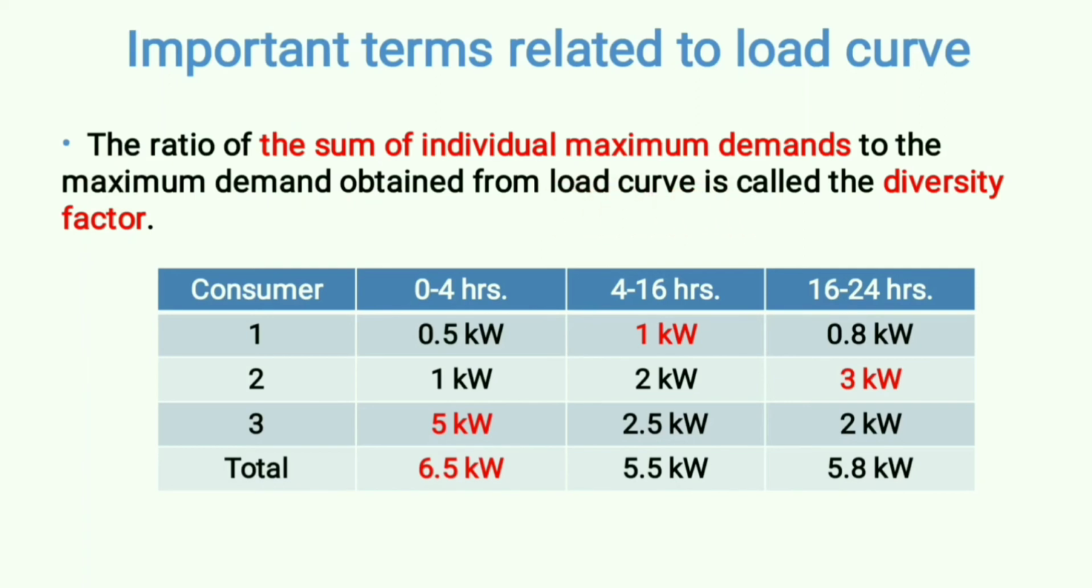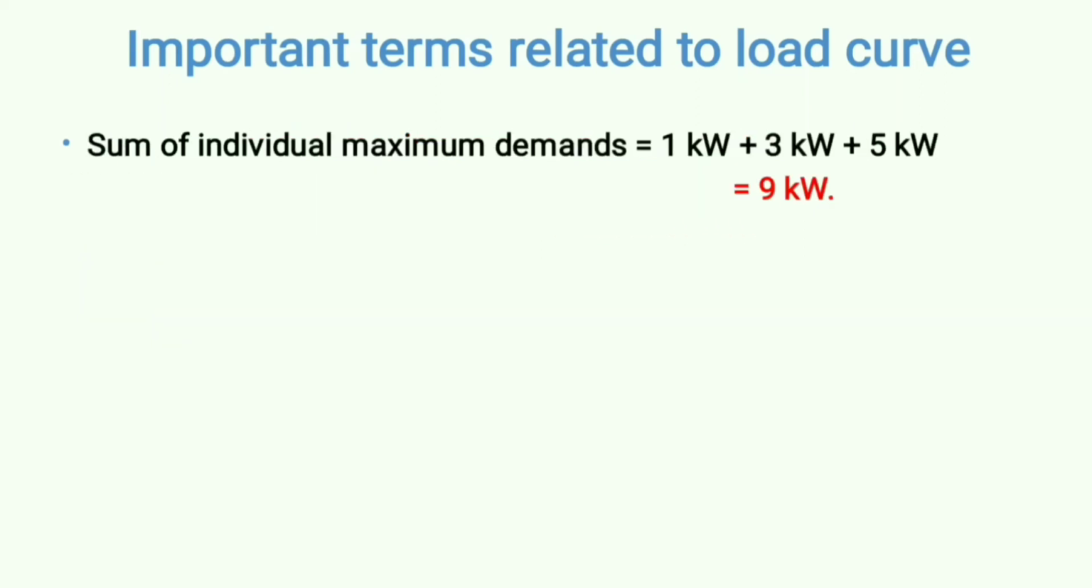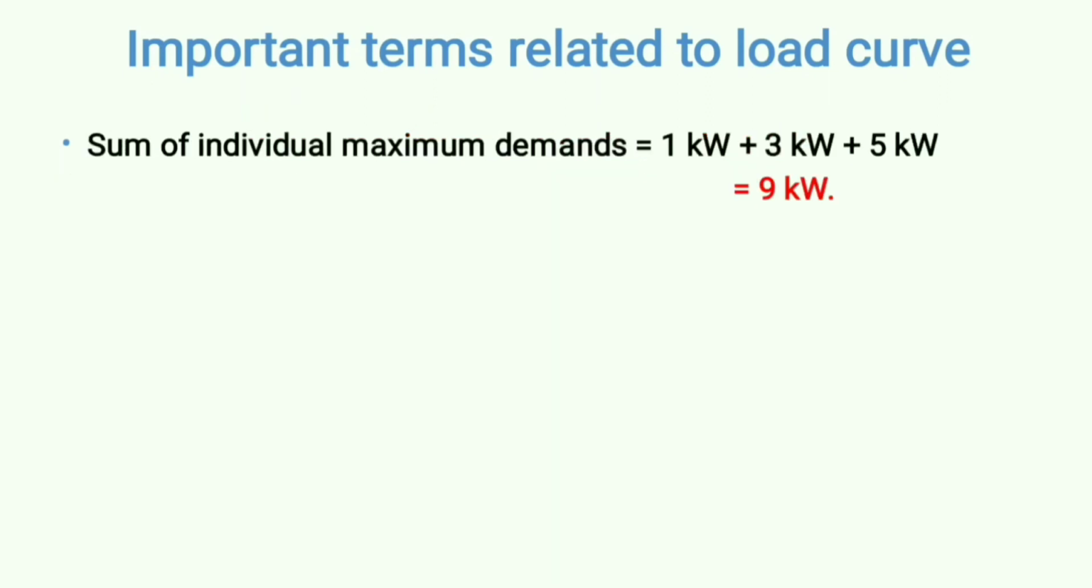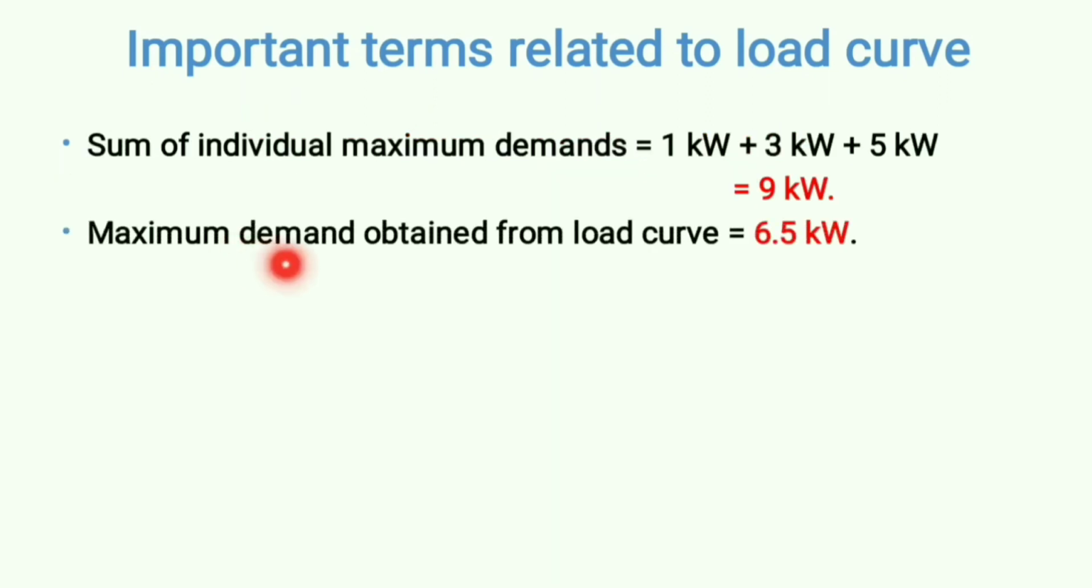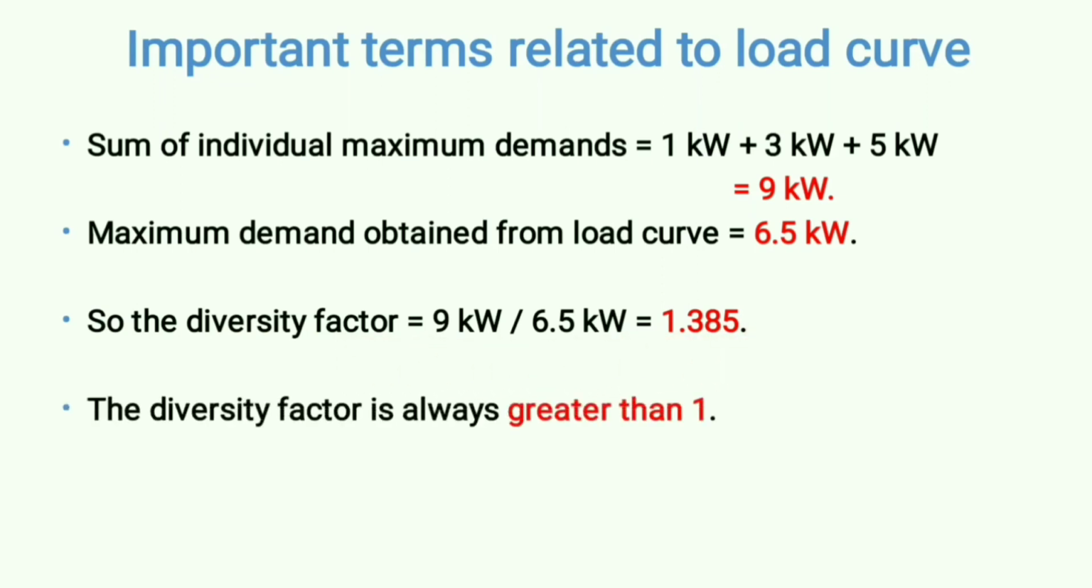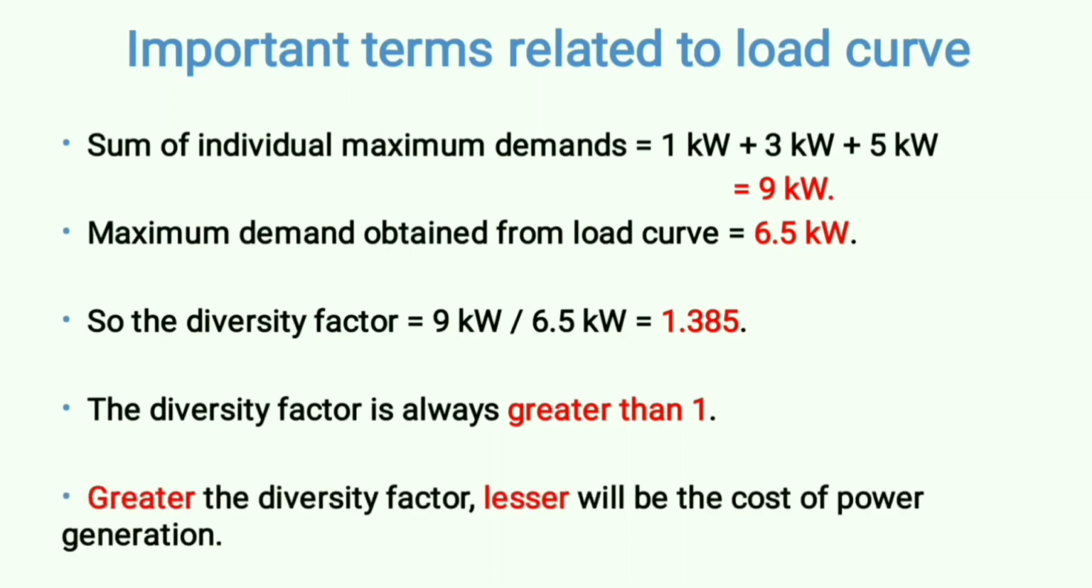All right, now it's very simple. Sum of individual maximum demand is 9 kilowatt. See here, 1, 3 and 5, that means 9 kilowatt. Similarly, maximum demand obtained from the load curve is 6.5 kilowatt, as I have just shown. That means your diversity factor becomes 1.385. That means your diversity factor is always greater than 1. And greater diversity factor means lesser will be your cost of power generation.